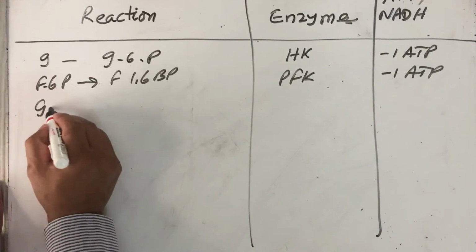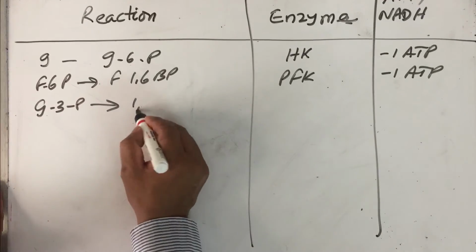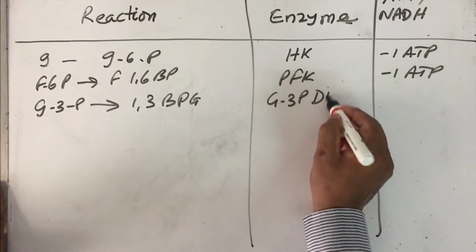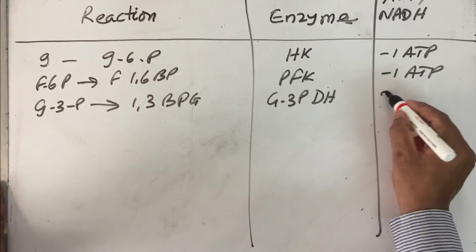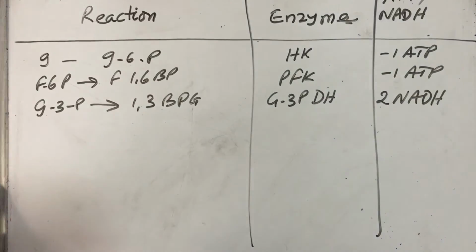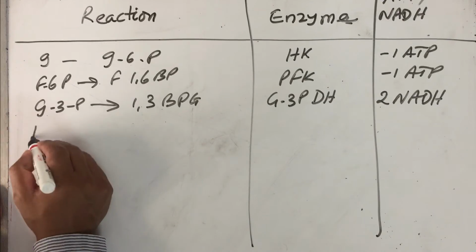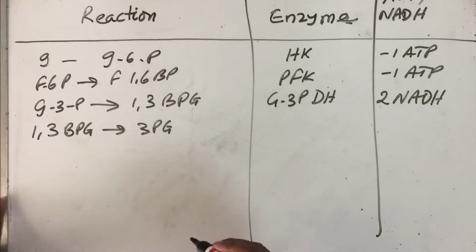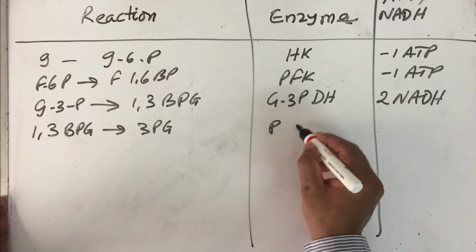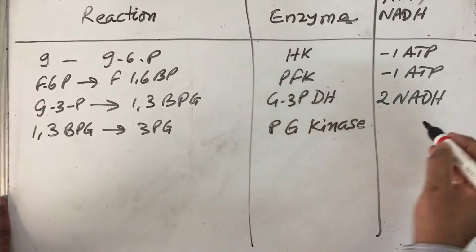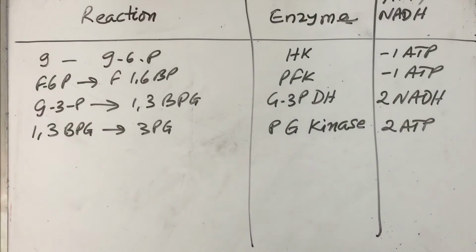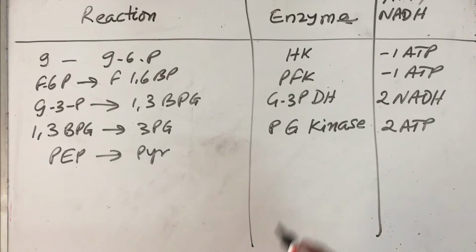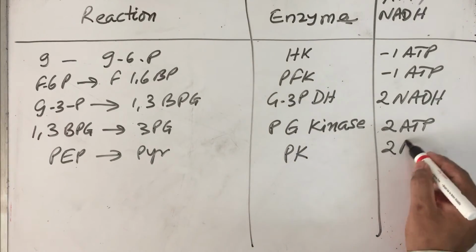The third reaction is glyceraldehyde 3-phosphate converted into 1,3-bisphosphoglycerate. It is catalyzed by glyceraldehyde 3-phosphate dehydrogenase enzyme. There, remember, we have produced two NADH molecules. That is important for us. The next step is 1,3-bisphosphoglycerate converted to 3-phosphoglycerate, catalyzed by the enzyme phosphoglycerate kinase. Remember, in this we have produced two ATP molecules. And now we have the final step, where phosphoenol pyruvate is converted to pyruvate. The enzyme is pyruvate kinase. There also we have produced two ATP molecules.